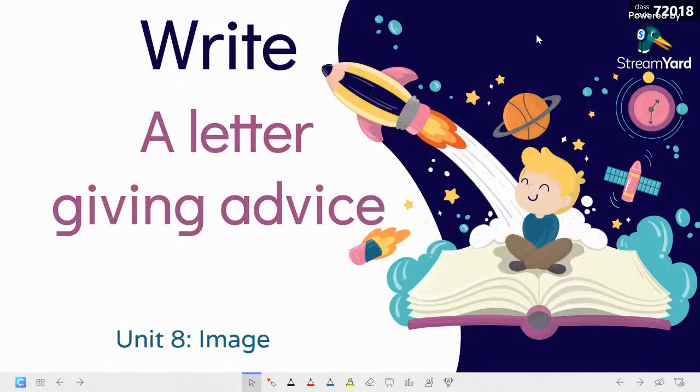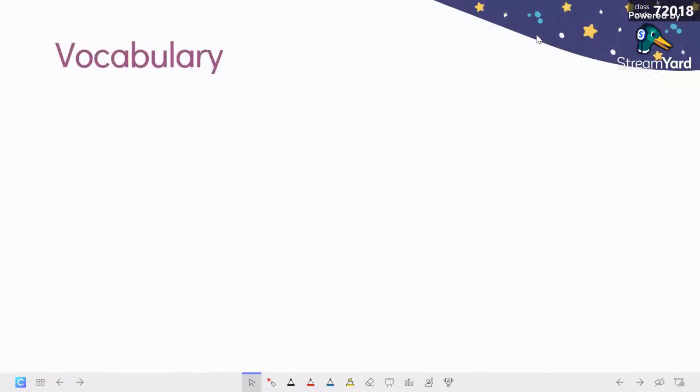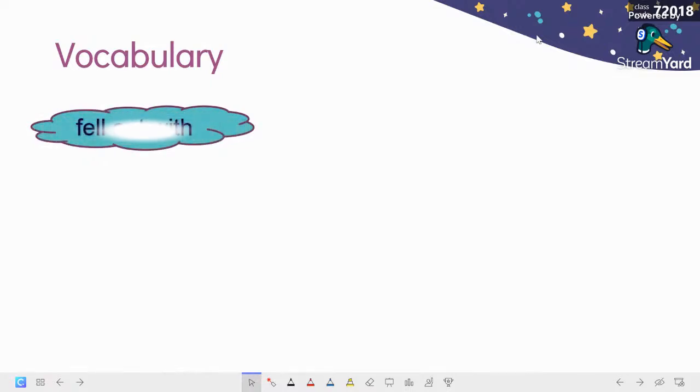Okay, so we are going to write a letter giving advice. I think this one should be no problem, because this one is basically quite similar to an email. It's just that we don't write it with the email format on top. It's just a letter giving advice. So it's still using an informal way, but they have specific phrases that they expect you to use when you're writing a letter giving advice. So what are the awesome words? Today you're going to learn all these words.